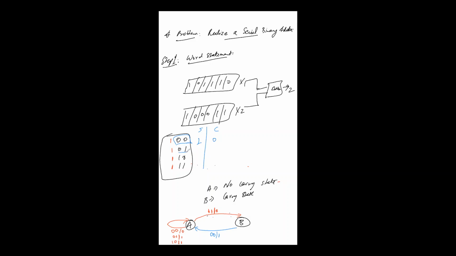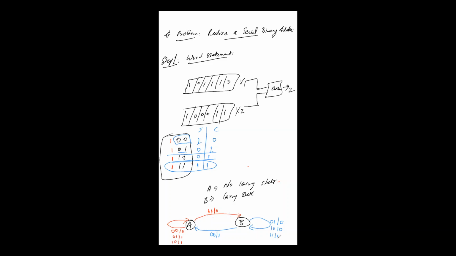Next, you will see for 0, 1: sum will be 1 plus 1, sum will be 0, because it is already having one carry, and carry will be 1. Carry 1 means it is remaining in state B only. So for 0, 1, the sum is 0. Again, for 1, 0, sum will be 0, carry will be 1, so it is remaining in the same state. The last, 1, 1: sum will be 1 and carry will be 1. And it is remaining in state B only. So I hope this is clear.